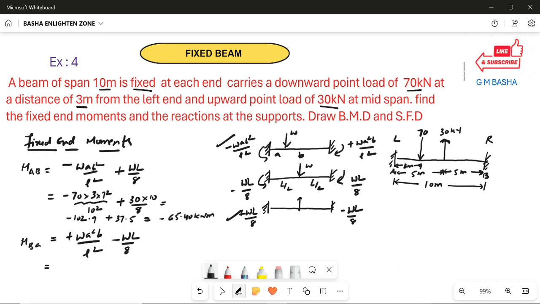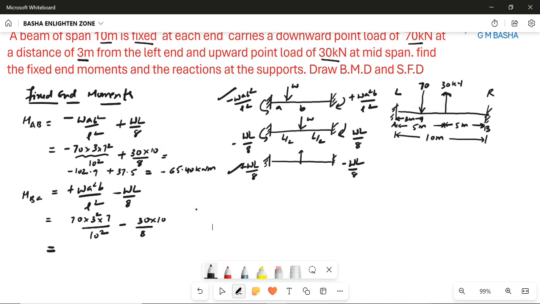Similarly, you have to simplify using the same data. W will be 70, a square will be 3 square, b will be the remaining distance 7, divided by L square, which is 10 square, minus again 30, total L value 10, by 8. Here we have to remember the formula. If you simplify, you will get 44.1, and this one will be minus 37.5. So approximately the difference will be 6.6 kilonewton meter. So these are the fixed moments acting on the beam.